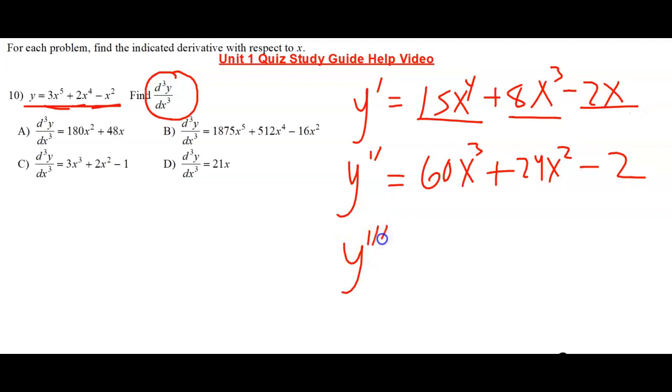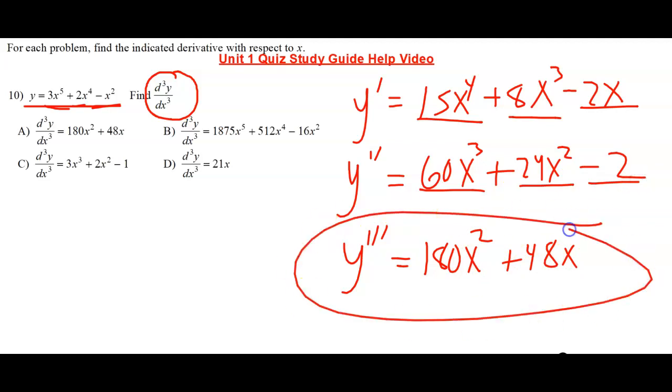And then finally, we're on our third derivative here. The derivative of that is going to be 180x squared. The derivative of that is going to be 48x, and then this just goes away because it's a 0. So I'm looking for that option there, and that would be option A.